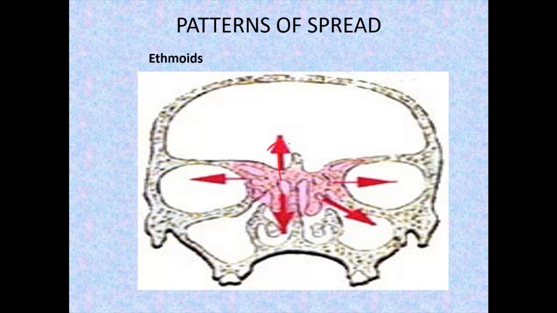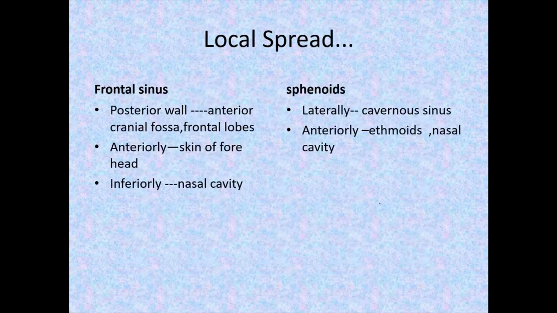Ethmoids can spread superiorly towards the anterior cranial fossa, laterally towards the orbit, inferiorly towards the nasal cavity, and to the maxillary sinus also. Ethmoidal tumors are rare. More common are maxillary sinus tumors. Frontal sinus tumors can spread into the frontal lobes of the brain, that is, the anterior cranial fossa. Anteriorly, it can go to the skin of the forehead, and inferiorly to the nasal cavity.